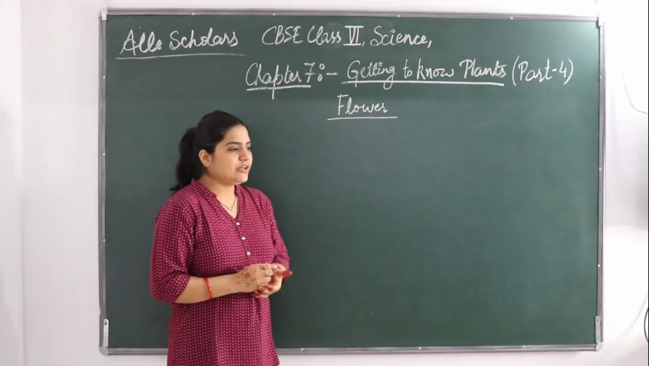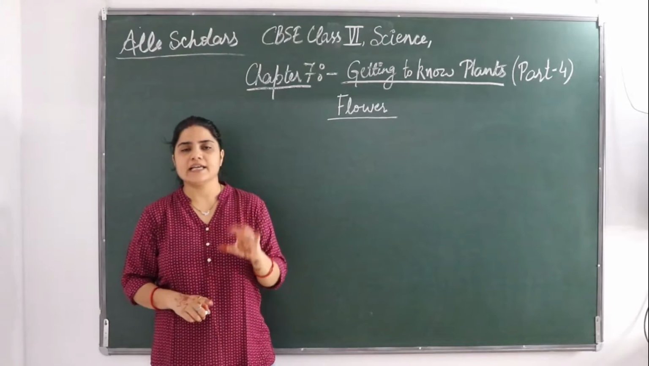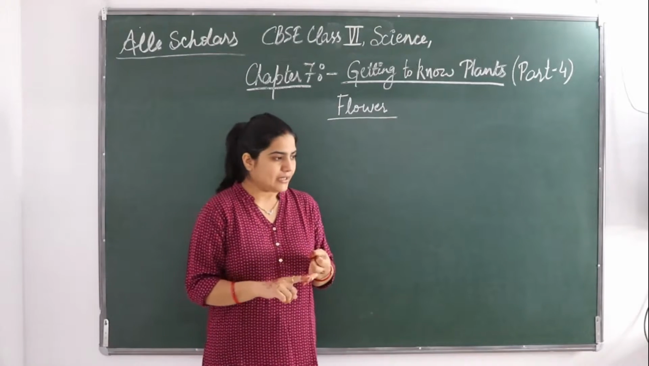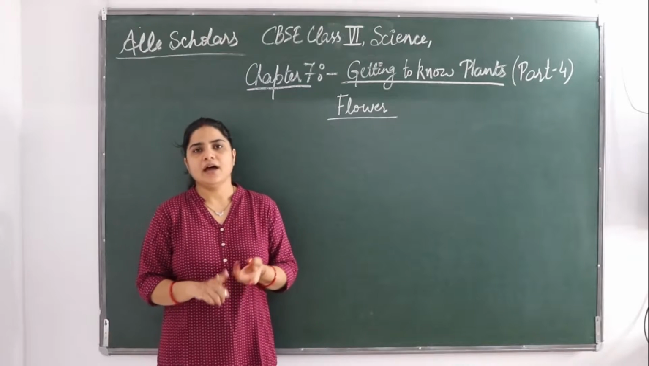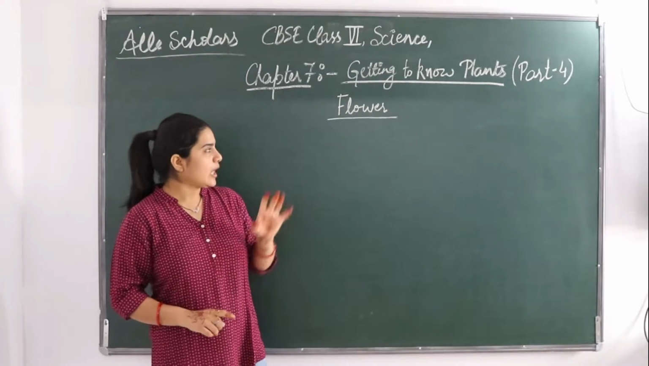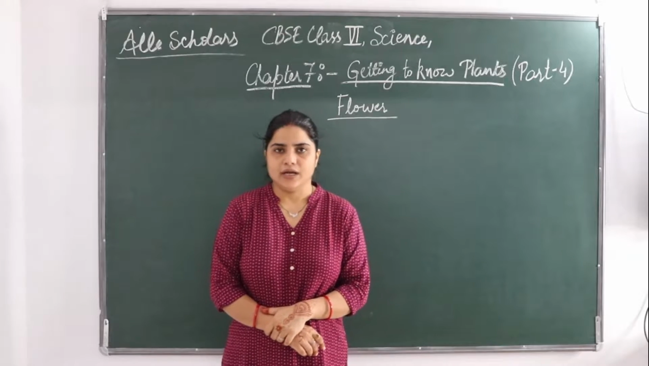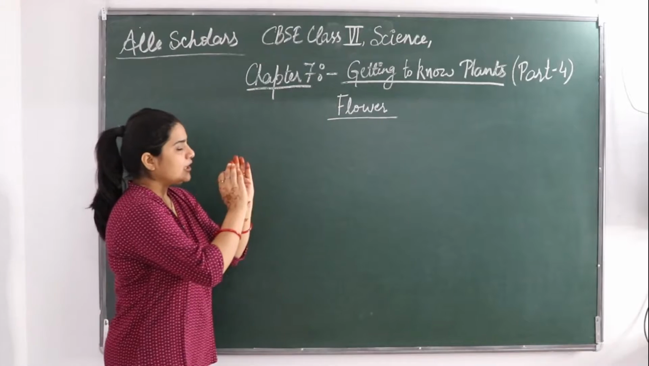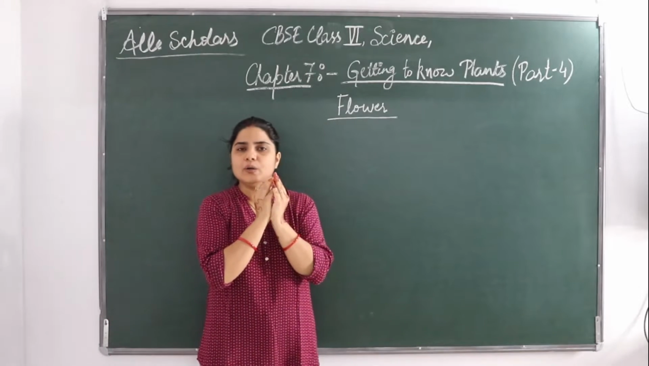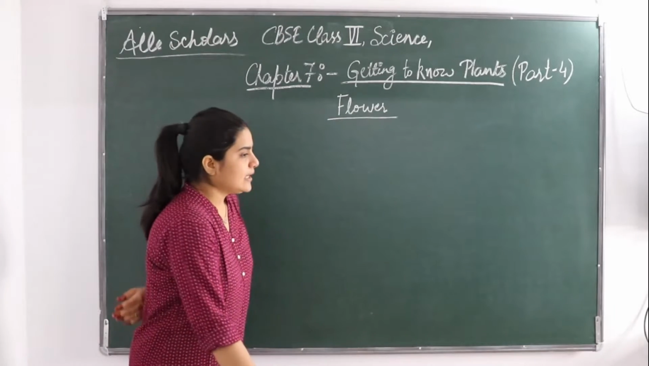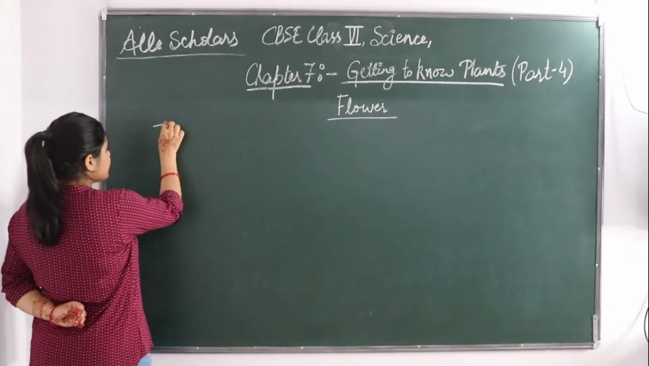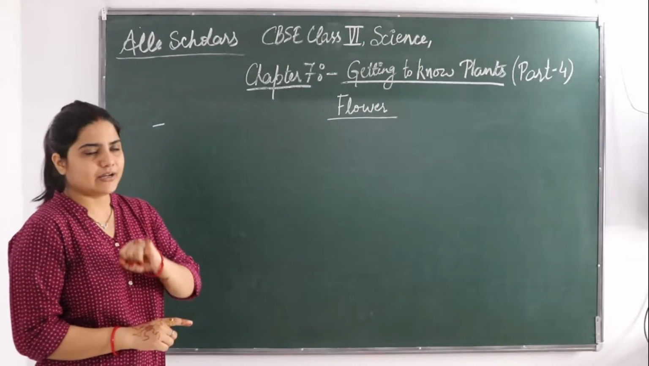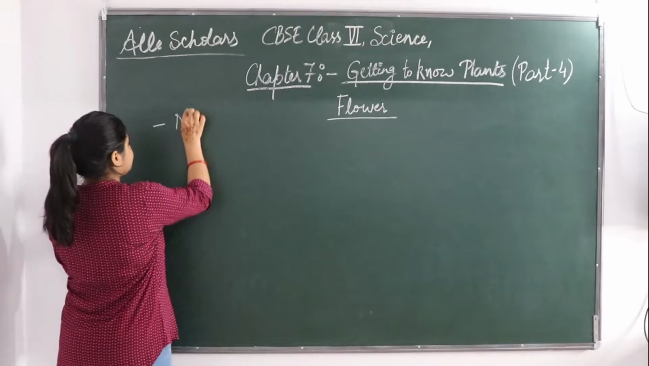So if we divide the flower, it has 4 main parts: sepals, petals, stamens and pistils. So these are the 4 main parts of a flower. These parts usually form a ring or whorls. Okay, so let's see the features of a flower. What is a flower? It is the most attractive part of a plant.